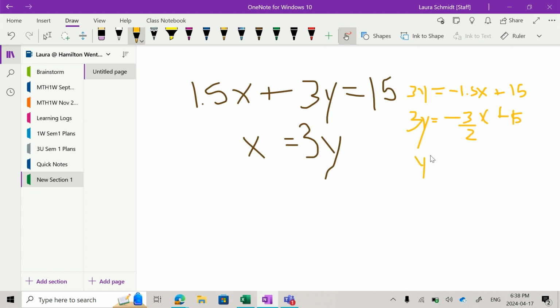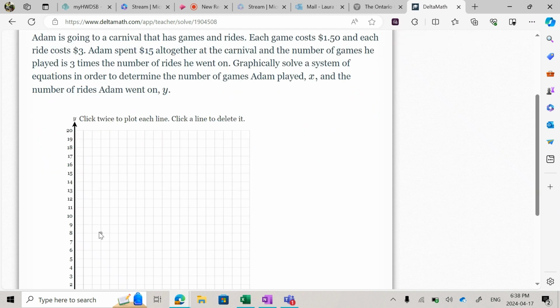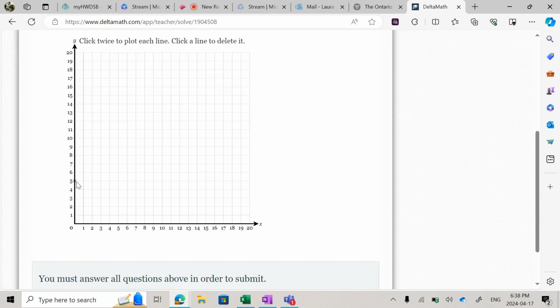So y is equal to negative 3 over 2 divided by 3, which is just going to be negative 3 over 6, plus 15 divided by 3, which is going to be 5. And then I know that that's just going to be negative a half x plus 5. So if I graph that, I know I have a y-intercept of 5, and my slope is negative a half. Pretty similar to the other one. 5, and then my slope is that.